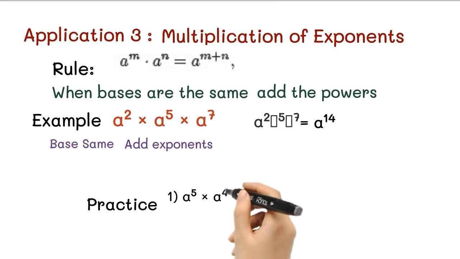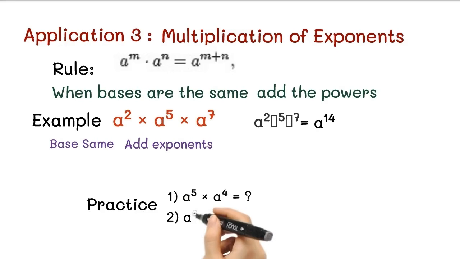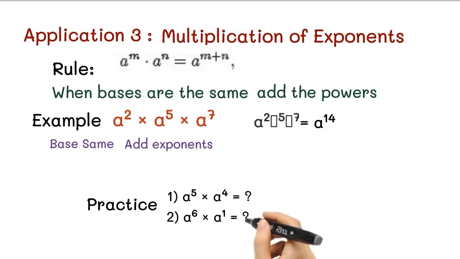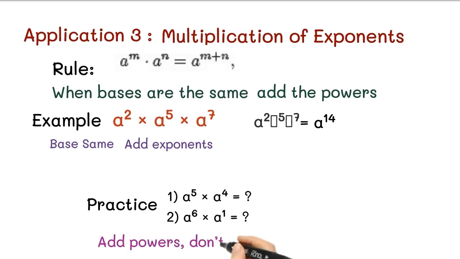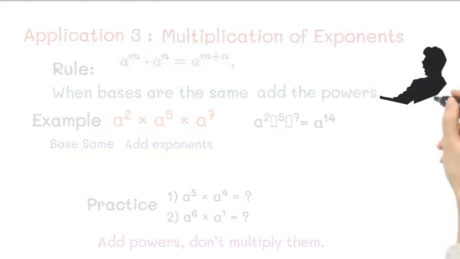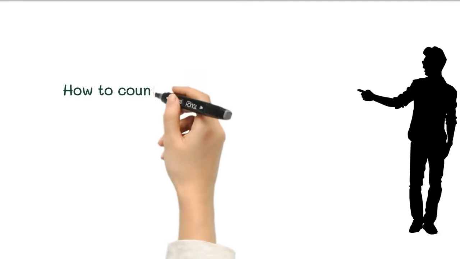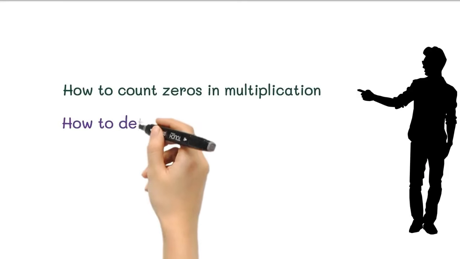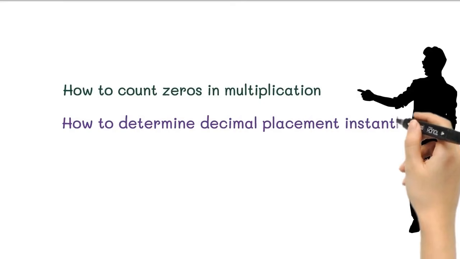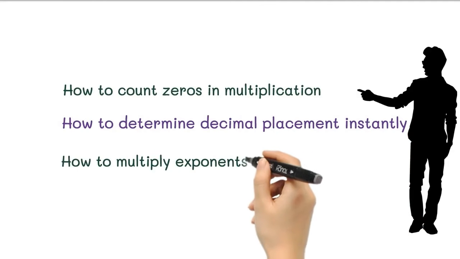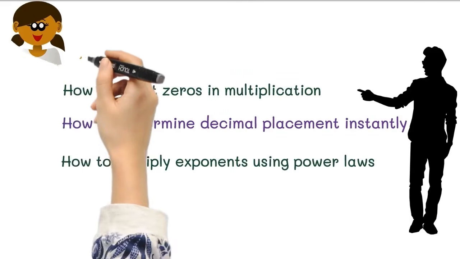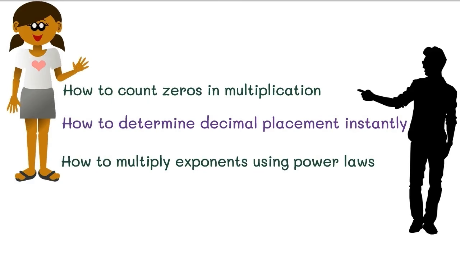A to the power of 5 times a to the power of 4 equals? A to the power of 6 times a to the power 1 equals? Remember, add powers, don't multiply. Today we learned how to count zeros in multiplication, how to determine decimal placement instantly, and how to multiply exponents using power laws. This makes multiplication faster and more systematic.